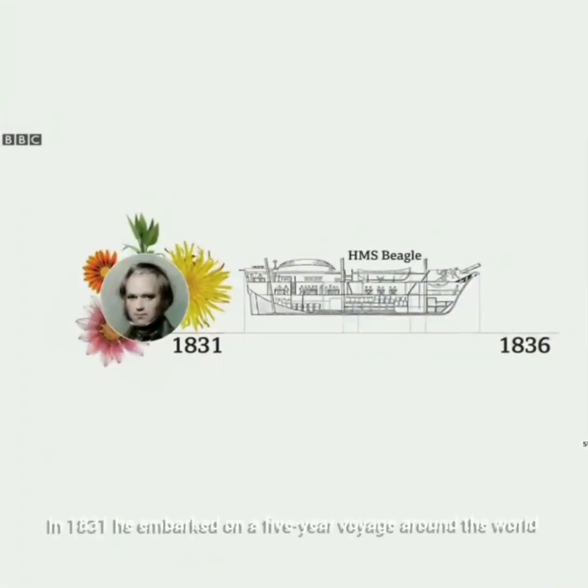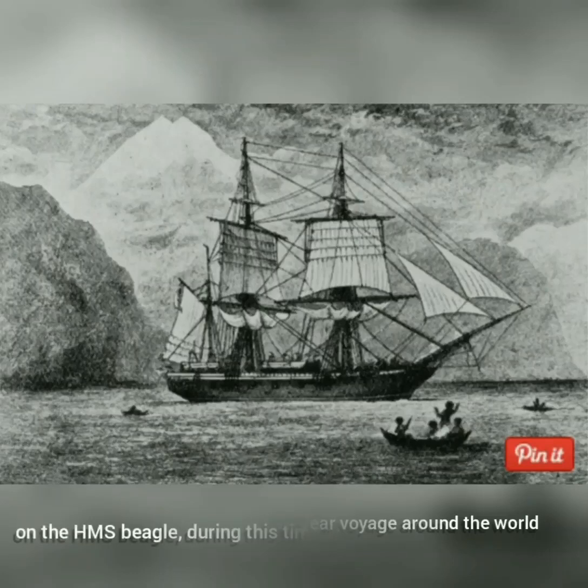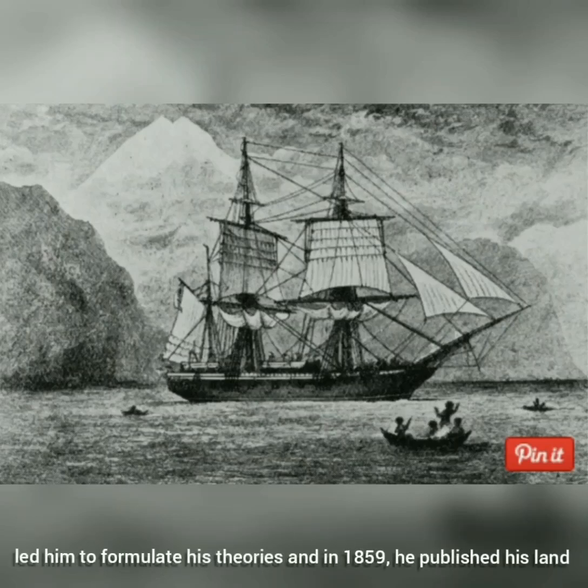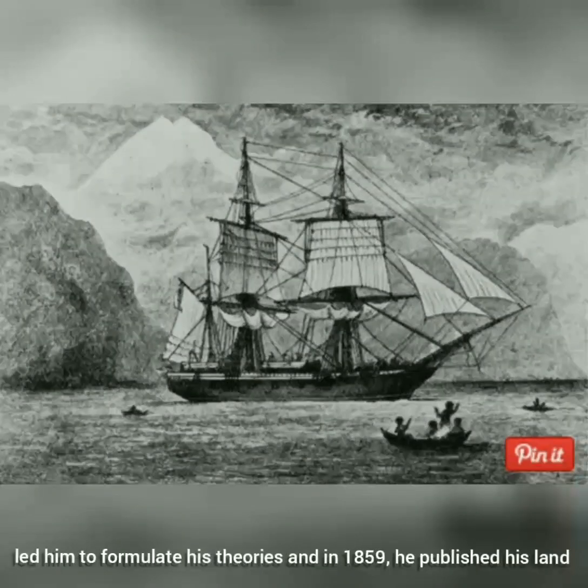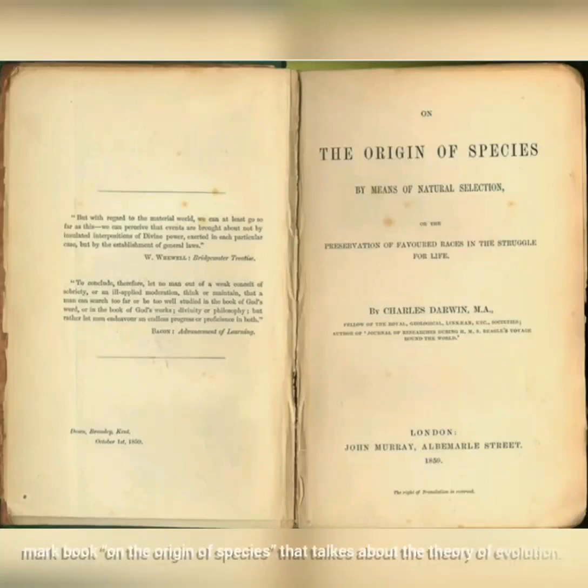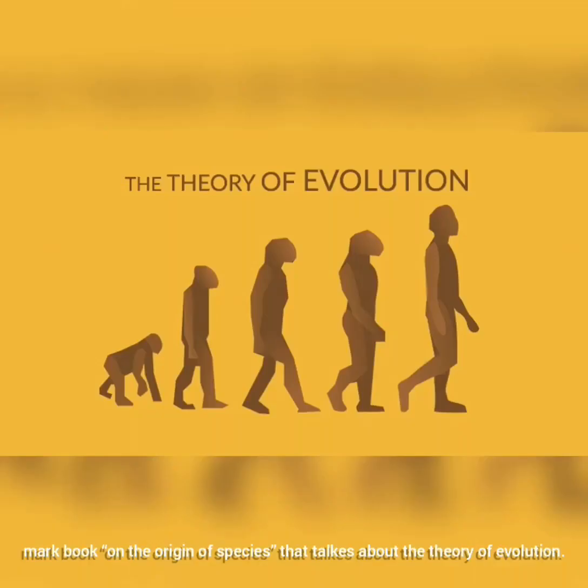In 1831, he embarked on a 5-year voyage around the world on the HMS Beagle. During this time, his studies of various plants led him to formulate his theory, and in 1859, he published his landmark book On the Origin of Species, which talks about the theory of evolution.